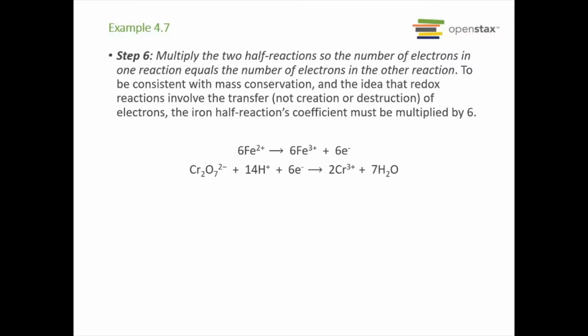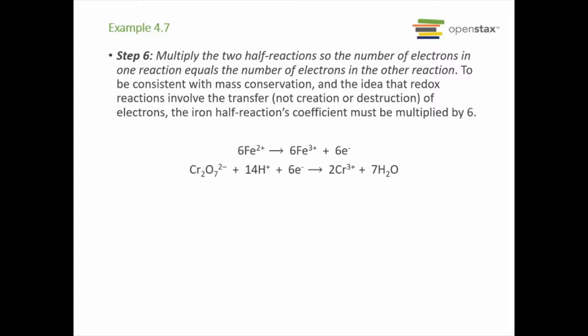The next thing, in step 6, is you look at your half reactions and you need to have the same number of electrons in each half reaction. So from the chromium half reaction, we had 6 electrons. But from the iron one, at first, I'll erase these in a second, we only had 1 electron. So I need it to be the same. So to do that, I'm going to multiply every coefficient by 6. 1 times 6 is 6.